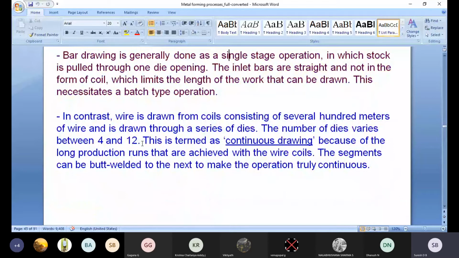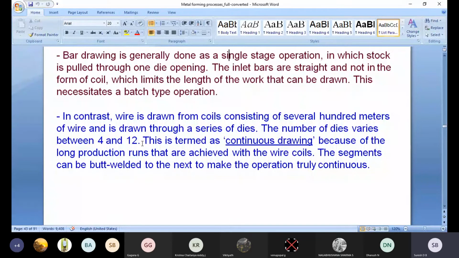Because of long production runs that are achieved with the wire coils. Why is continuous drawing required? To achieve longer production. You can use more than 4 dies to draw any material. The segments can be butt welded to the next to make the operation truly continuous. For any further operation, if you want, you can go with butt welding.